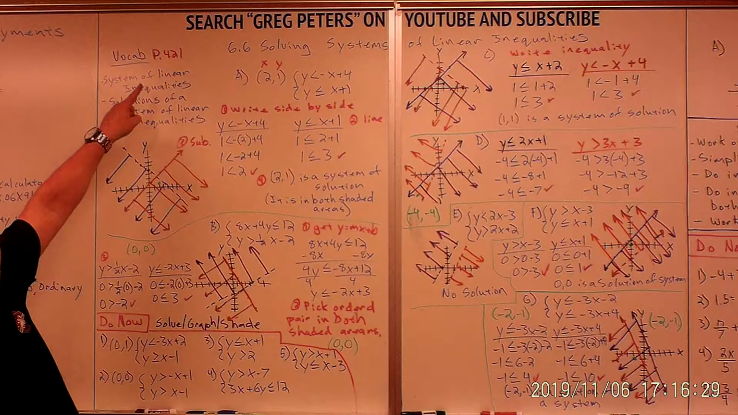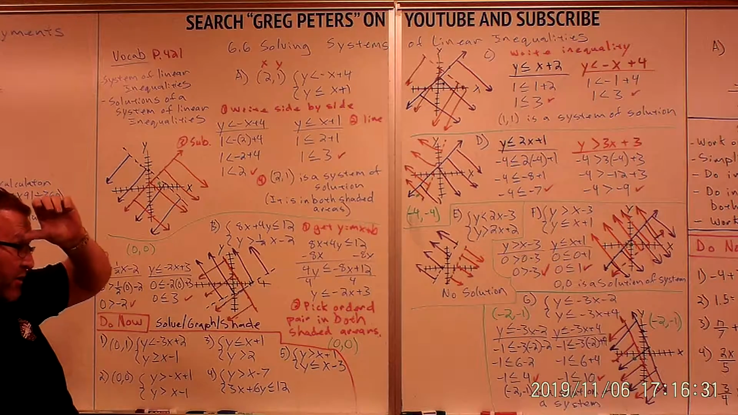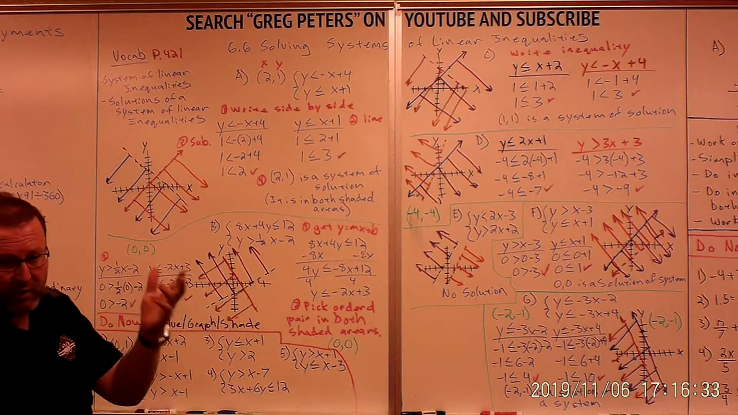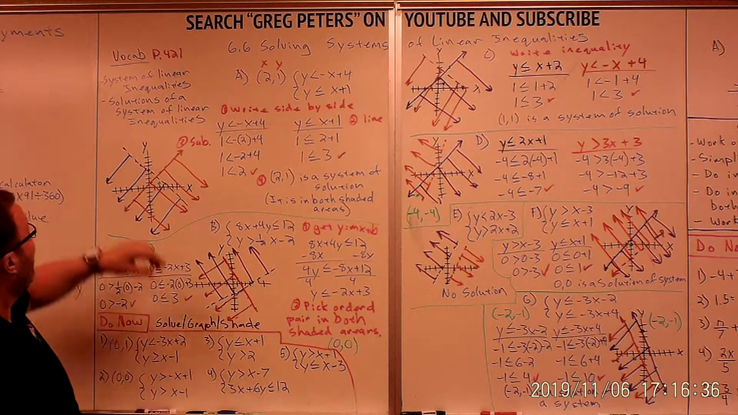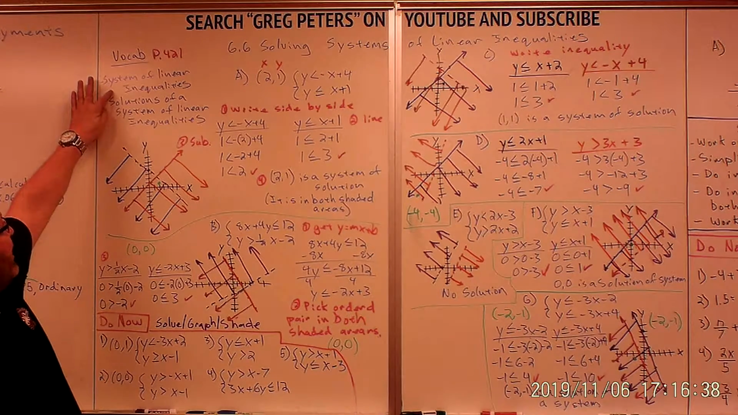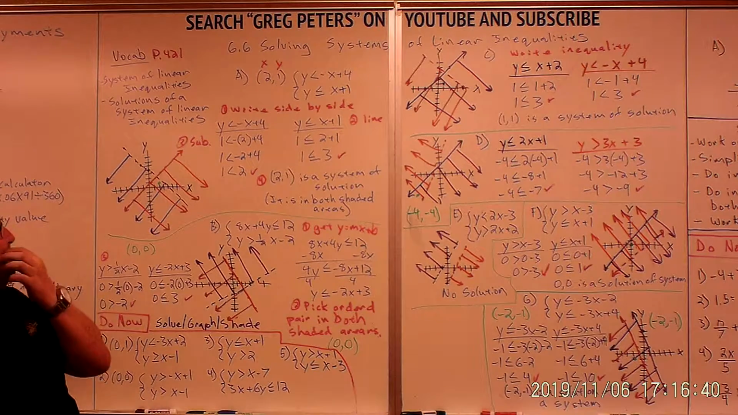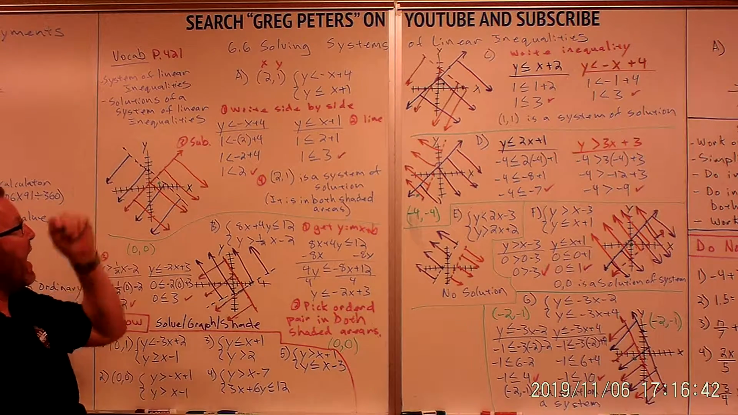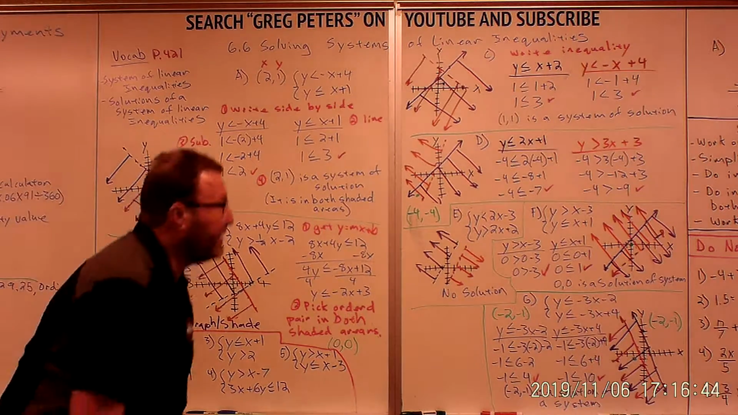First, vocab 421. In your handouts, you'll see you have a picture of the books. You don't even necessarily need to open up the book. Provided for you: system of linear inequalities, solution of system of linear inequalities. You want to write out what those mean.